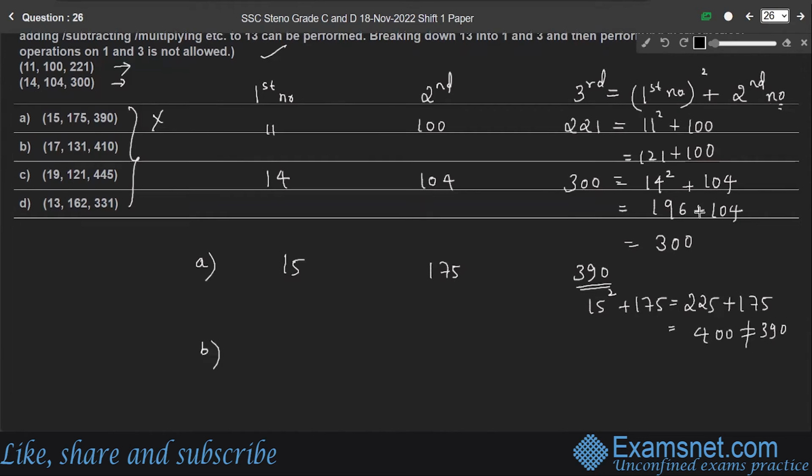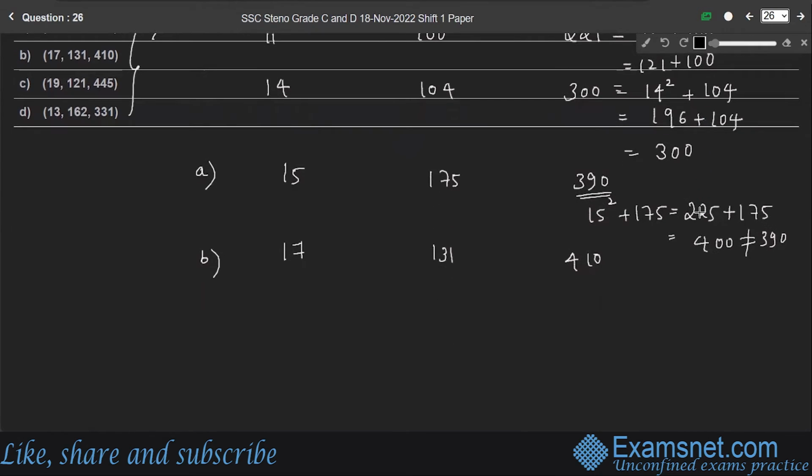Consider option B: 17, 131 and 410 are the numbers. So apply the third number rule, which is first number square, 17 square, plus 131. Since 17 square is 289, plus 131, so 9 plus 1 is 10, 8 plus 4 is 12, yes, 420, which is not equal to the third number.